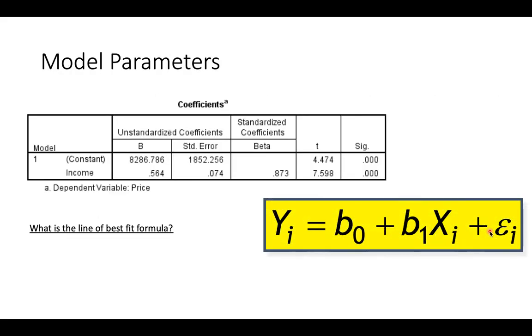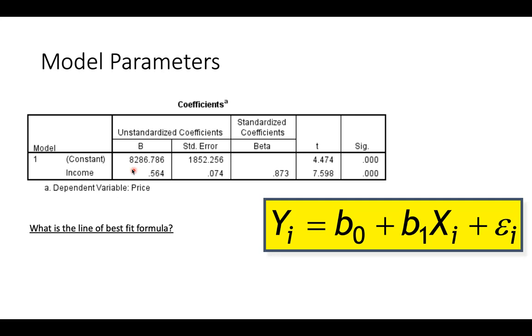The next thing we need to ask ourselves is, what is the line of best fit formula? We can see it in general over here in its algebraic form. But we're given this coefficient table, our model parameters of our constant, which is our y-intercept, and then our predictor variable, which is income. Notice this is not income in thousands anymore, or price in thousands. They just are what they are. So we don't have to do that little thousands calculation for this example.